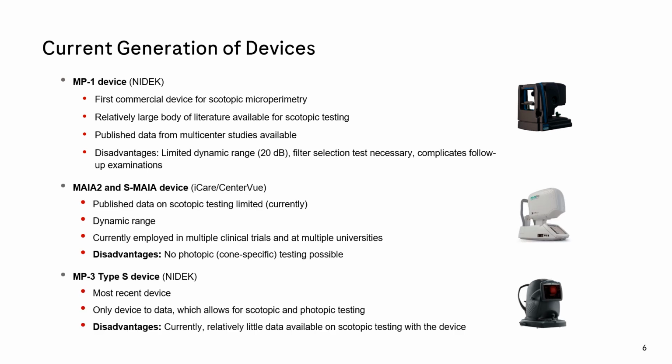Regarding the current generation of devices, the two most important devices for clinical trials these days are the MAIA 2 device and the MP3 device from Nidek. They're overall very similar. The MAIA 2 device unfortunately only allows for mesopic testing, but it has a very good dynamic range and is relatively easy to use. The MP3 device offers a bit more flexibility and also allows for photopic testing. However, the menu, given the increase in flexibility, is also a little bit more complicated, but overall both devices perform well.